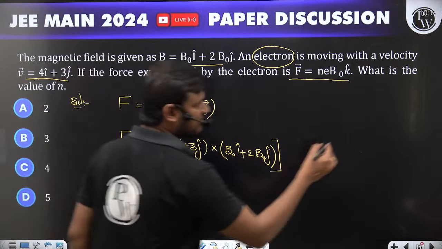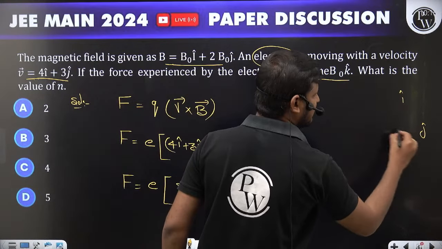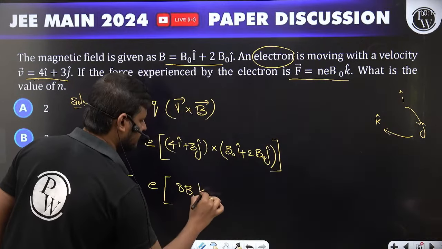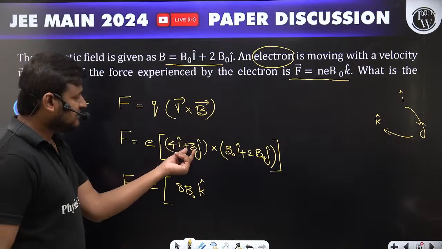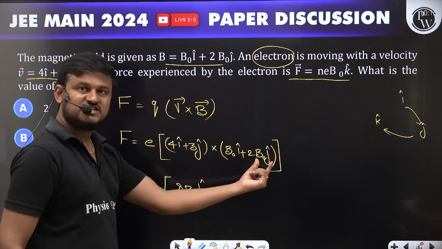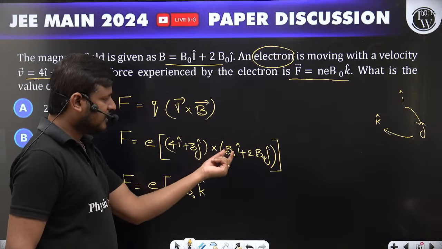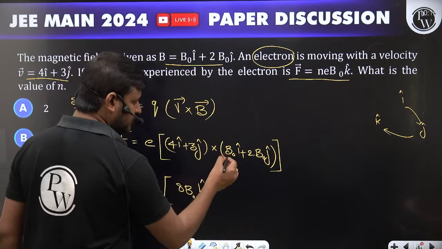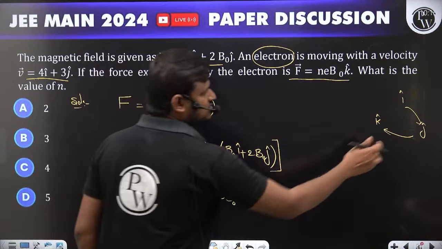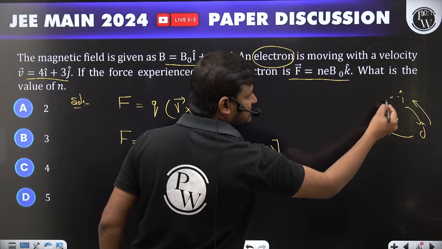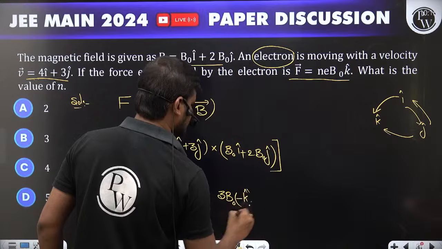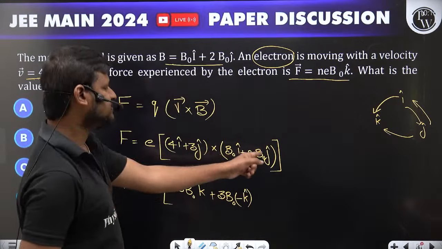And you know what is I cross J? I, J, K. So I cross J is K cap. Then 3j cap, we multiply with these two. Next with 3j cap, multiply these two as well. So 3j cap into B naught i cap. So first 3 into B naught, so 3B naught. And then J cross I. So what is J cross I? J cross I is minus k. So minus k cap. Then J cross J, however, is 0.